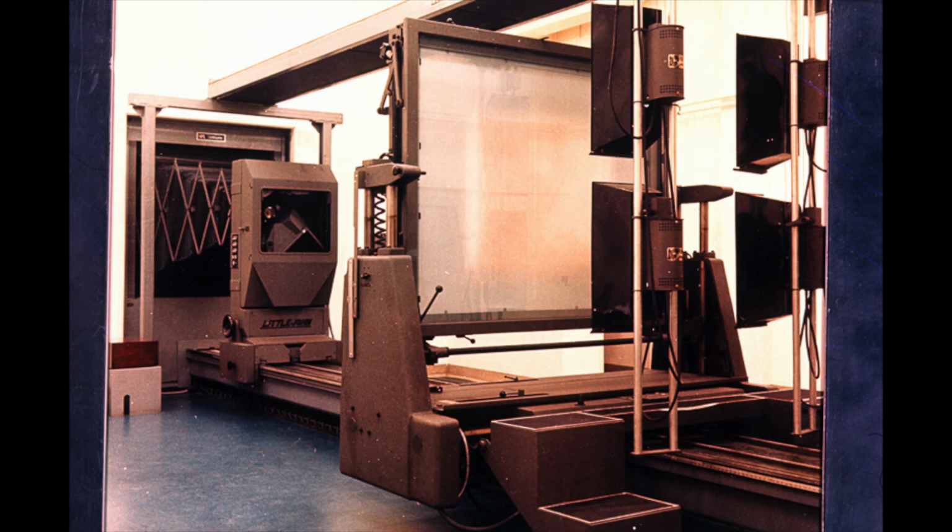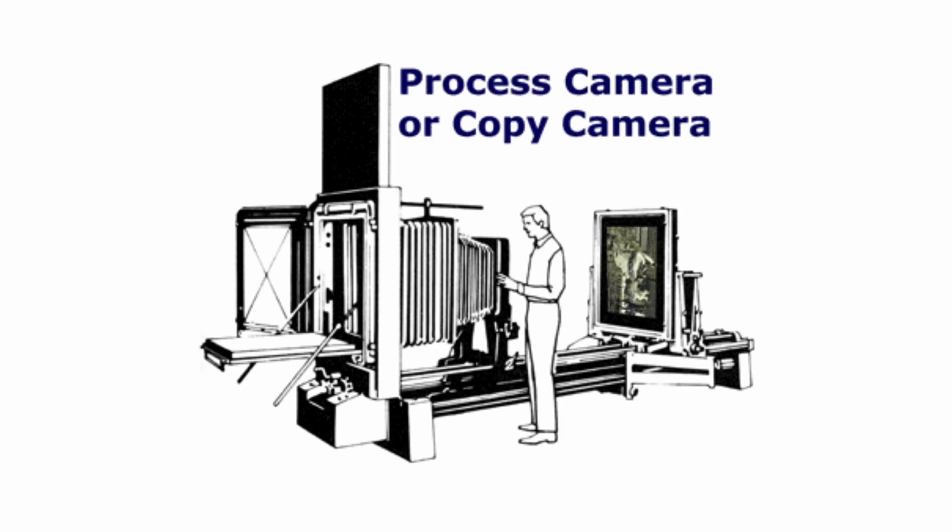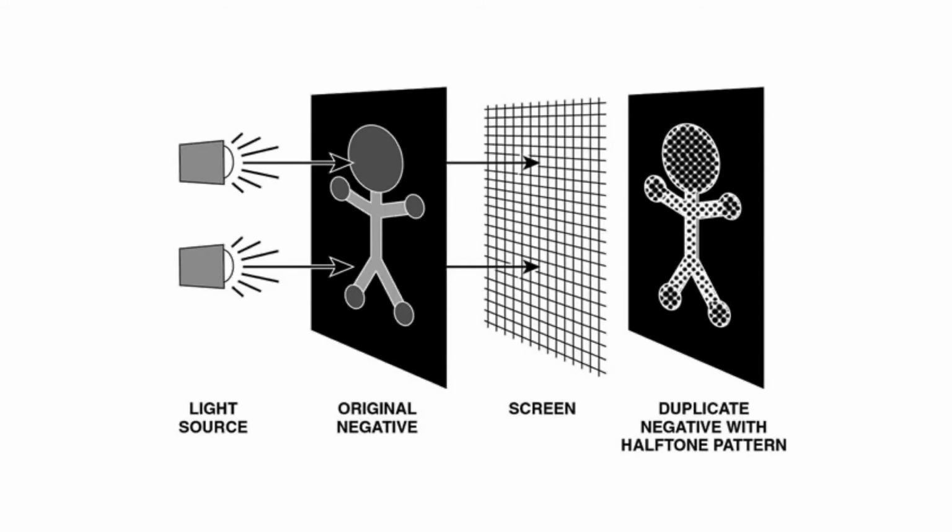In the old days, the halftoning process was completely analog. Operators used the process camera to take a photo of whatever image you wanted to reproduce. A light would then be projected onto the original negative, with the light passing through a halftone screen. The resulting duplicate negative would now be composed of halftone dots.